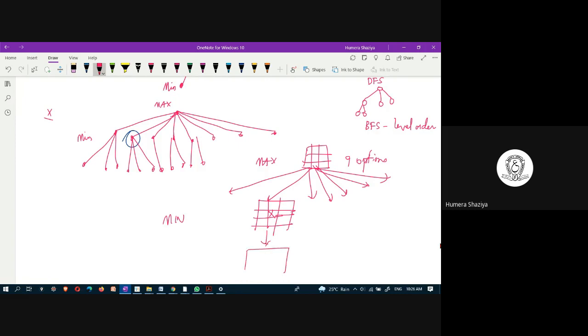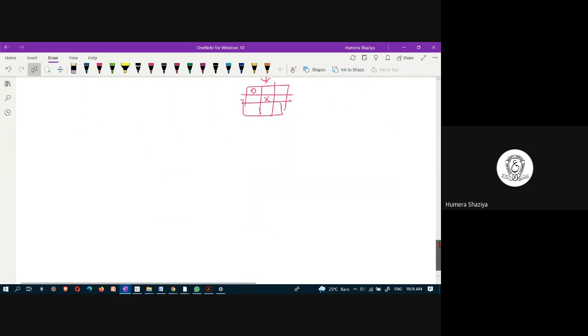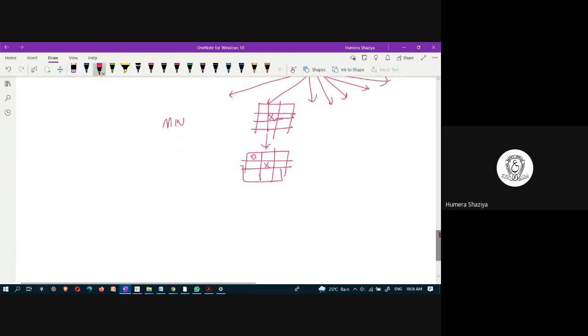Min has 8 options. So Min can put a knot anywhere. If Min has put the knot here, then again Max would move. What is Max trying? Max is trying somehow to form all crosses in one row, column, or diagonal.